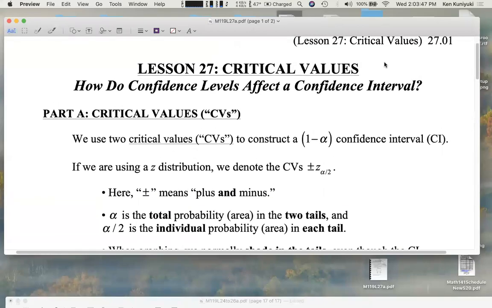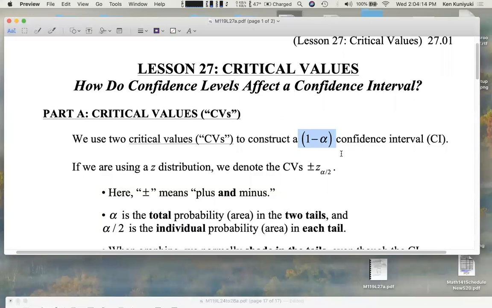Hi, everyone. We're on lesson 27 on critical values. These are the numbers that tell us how the confidence levels, like 95%, affect a confidence interval. The critical values, or CVs, as I'll abbreviate them, come from distributions such as the Z, a T, or a chi-square distribution. And in lesson 27, we're going to be working a lot with notation.